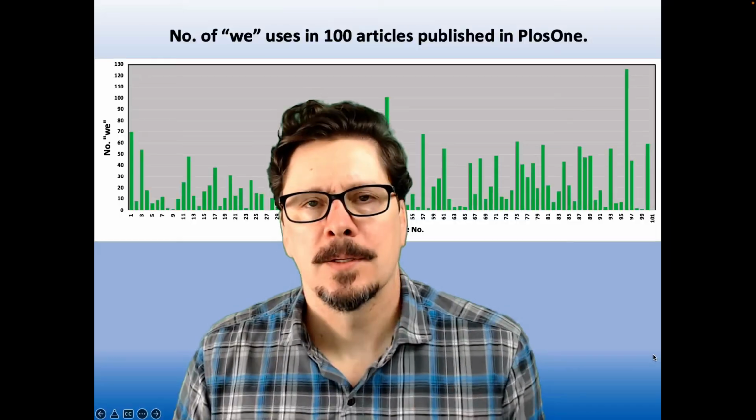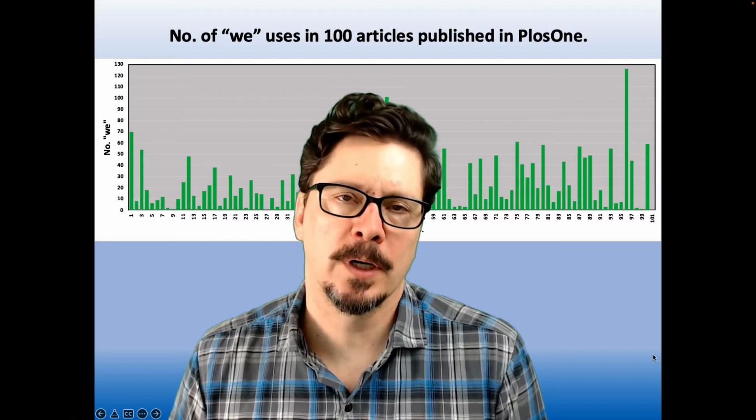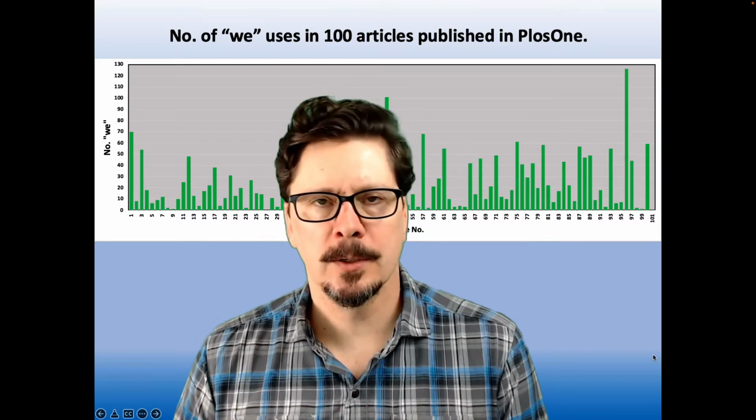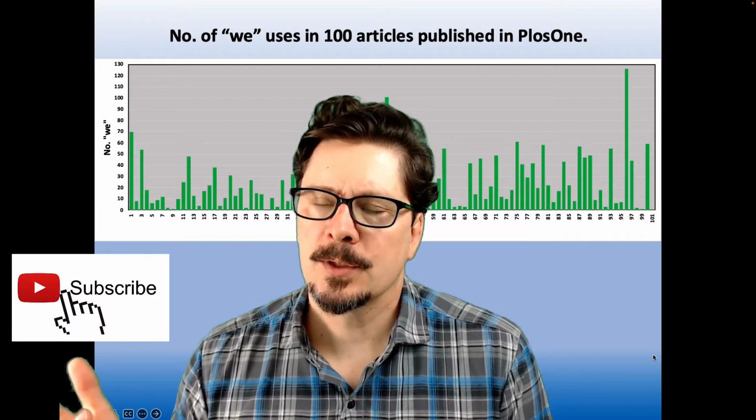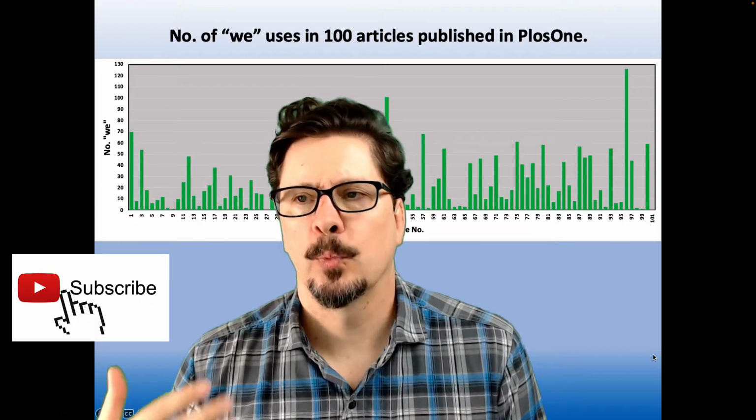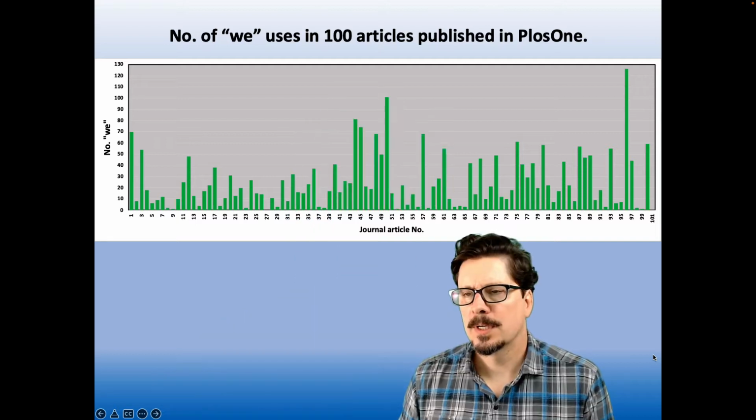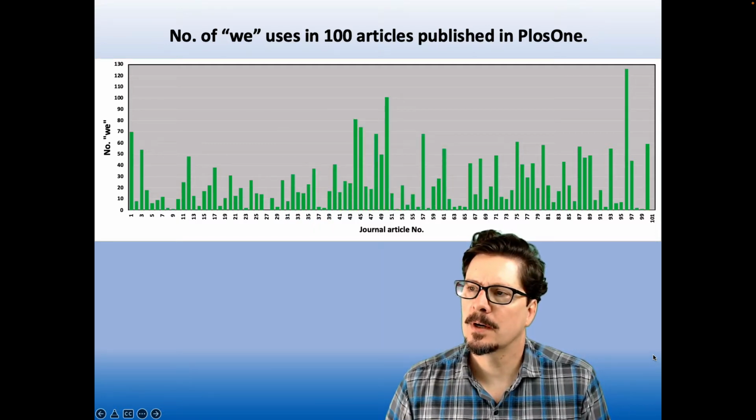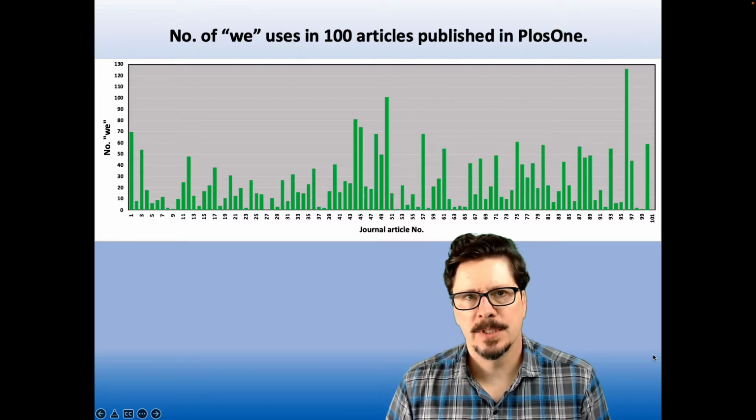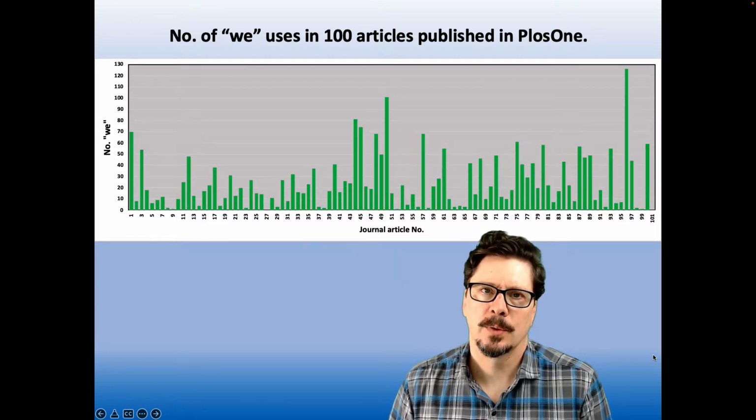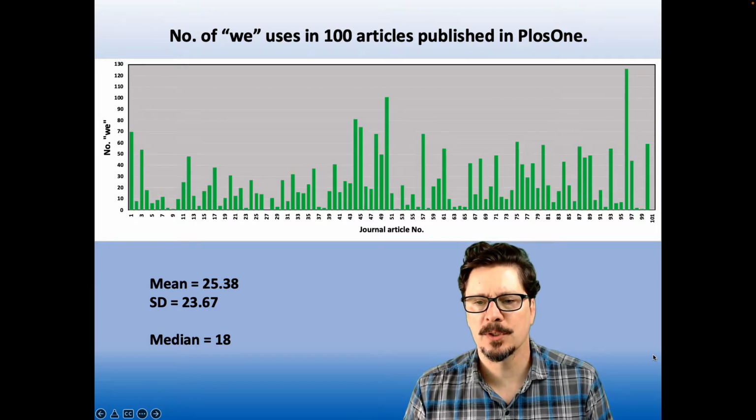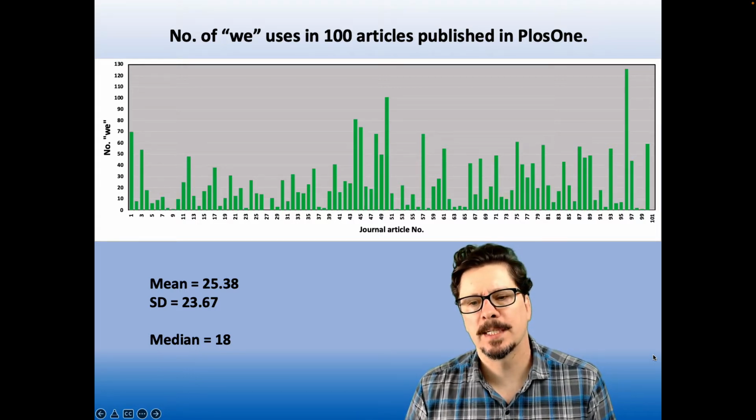Now, as I was sitting down thinking about what to put in this video, I thought, well, maybe I should do some research and just see how prevalent the we's are. How many people are wee-weeing all over their paper? So I went into the journal PLOS One, a multidisciplinary, well-known open access journal. And I just went in and counted the number of we's in 100 articles. The number of we uses in these 100 articles in PLOS One ranged from 0 to over 120. The mean use of we's was 25, with the standard deviation of 23.7.